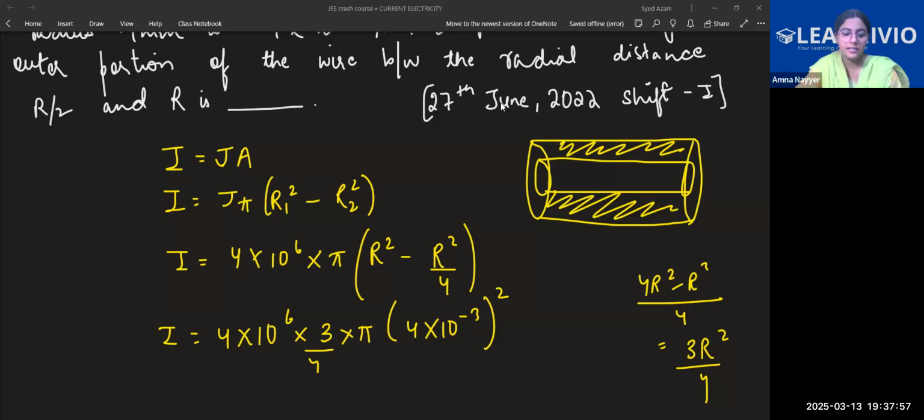Yes, answers. Yes, you can leave the answer in terms of pi. Okay, leave the answer in terms of pi. Yes, 48 pi, correct. See, you'll get the answer as 48 pi.